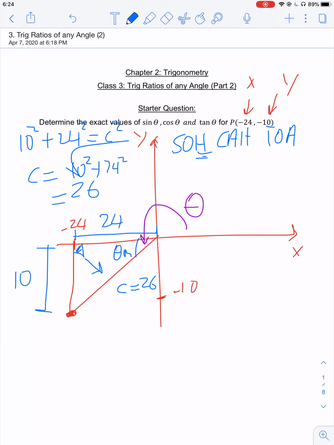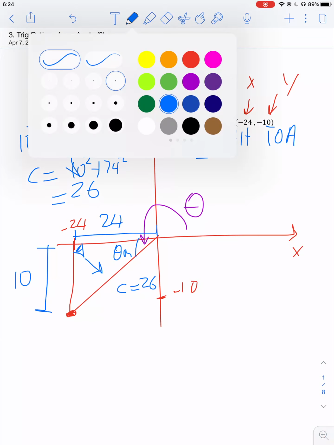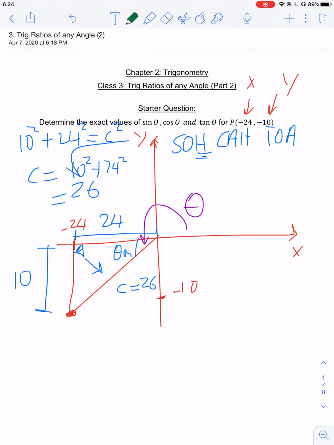Now, once you have your c value, it's just a question of using SOHCAHTOA. Okay, so let's start off with, maybe in red.